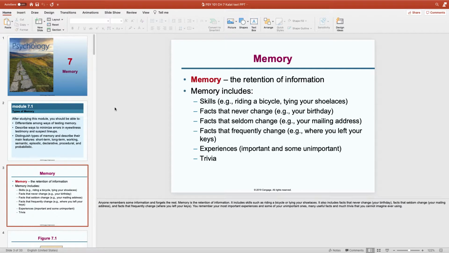Memory also includes facts that never change, like your birthday. Obviously, that date will never change. Then memory also includes facts that seldom change, meaning they might change once in a while, but not that often. For example, your mailing address. Memory also includes facts that frequently change, things that maybe change on a daily basis, such as where you left your keys after you came in the house last night. And then memory also includes experiences. Some of these experiences are important in your life to remember, and some are unimportant. And then trivia. Memory also includes trivial information that you can't imagine ever using at some point in time.